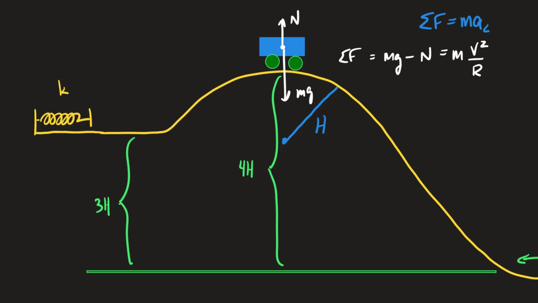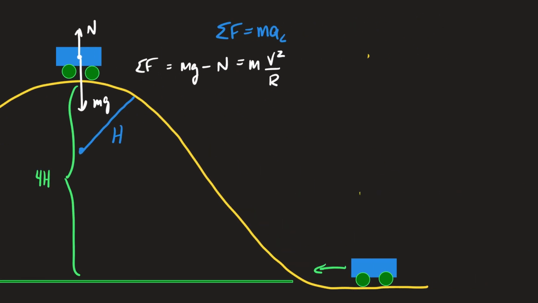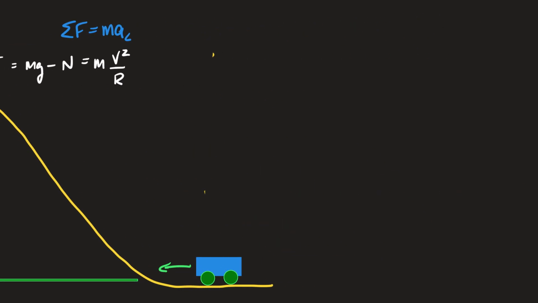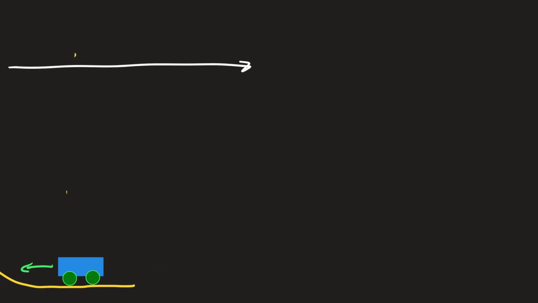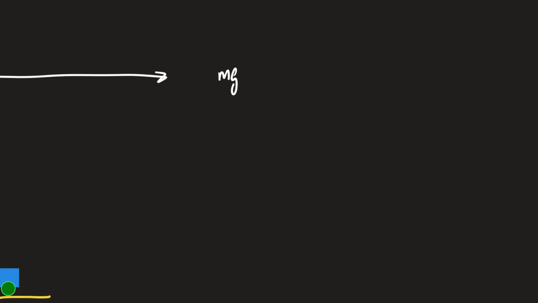So I want you to watch this for a minute. And I'm just going to go over to the side here to do this. mg minus normal force equals mv squared over r. So I could write this as mg equals normal force plus mv squared over r. Now, I wrote this purposely.